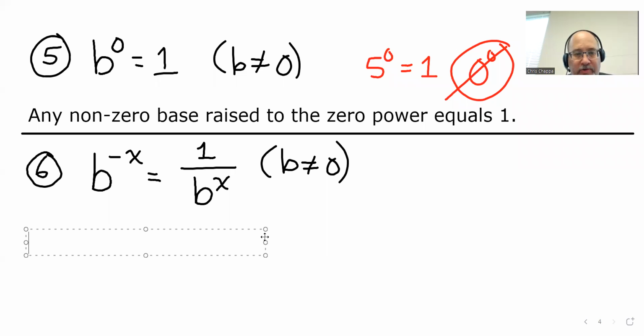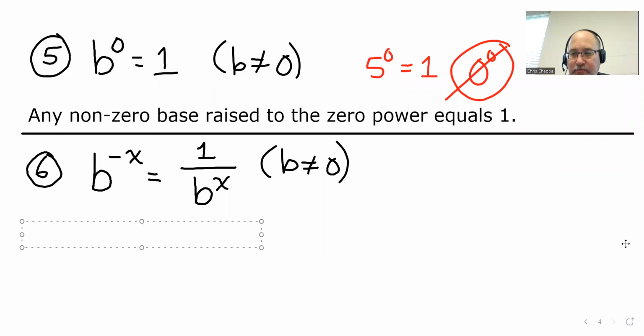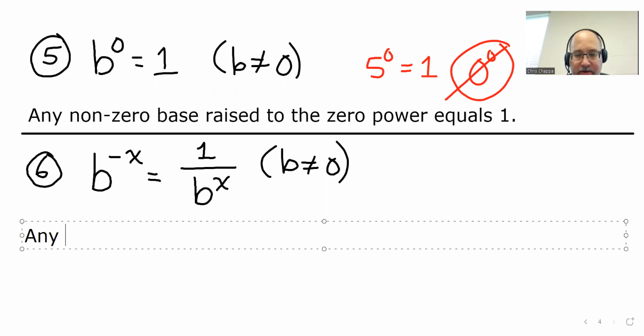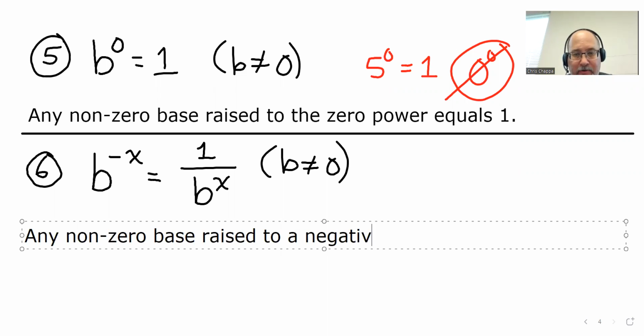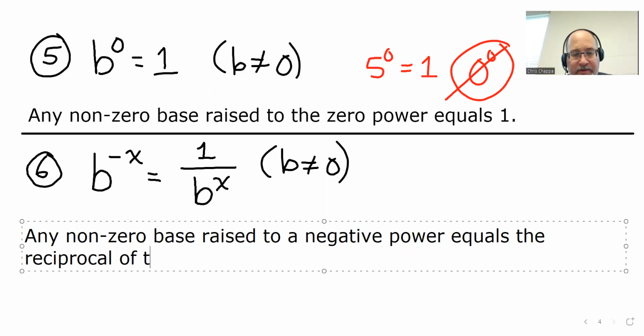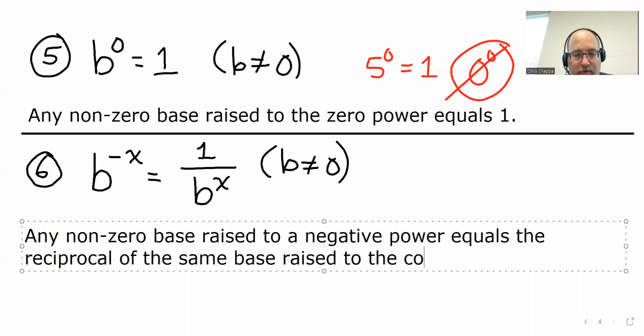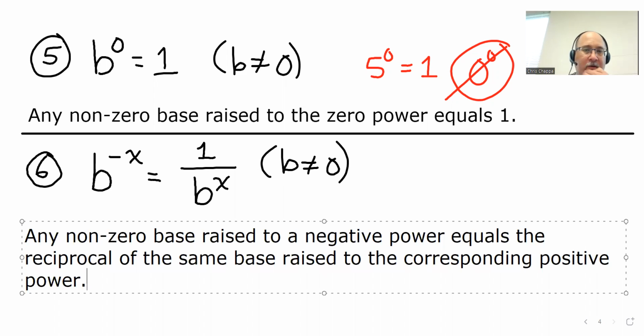So in words, we would say something like this. Any non-zero base raised to a negative power equals the reciprocal, so 1 over, of the same base raised to the corresponding positive power.